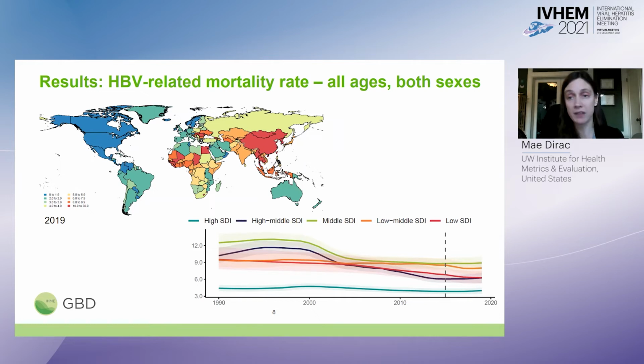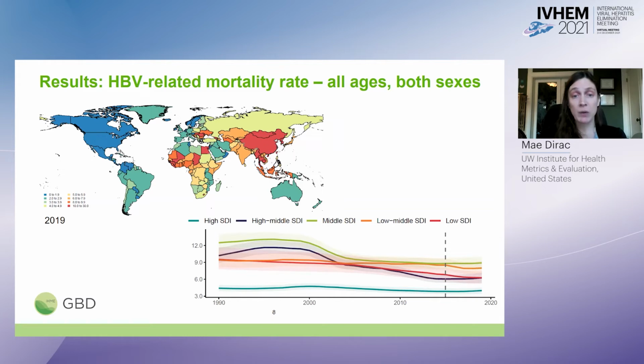In the bottom right, we've grouped countries according to their sociodemographic index. The sociodemographic index is a composite measure of income, education, and fertility in women under 25. And this index we've assigned to every country and then divided them into quintiles to show the progress made between 1990 and 2019 with regard to HBV-related mortality according to level of sociodemographic index.